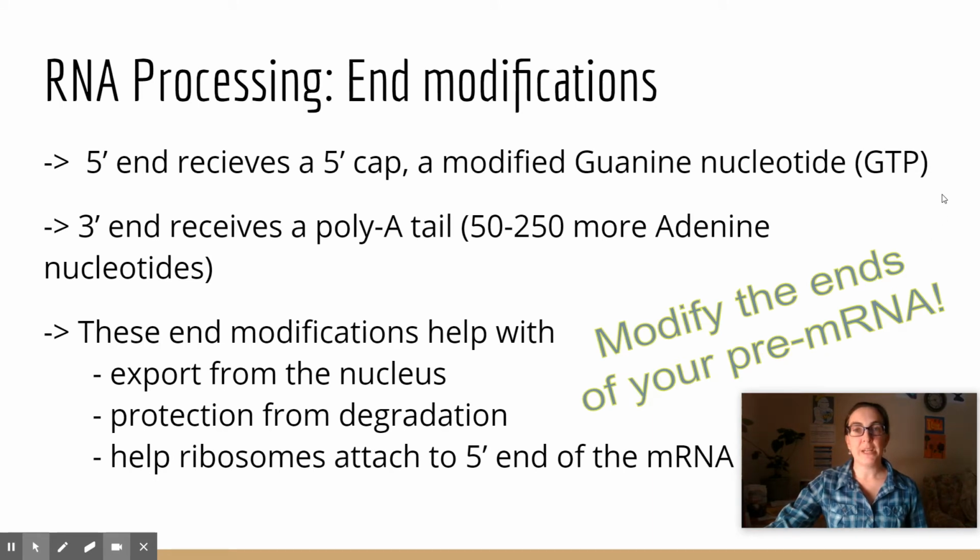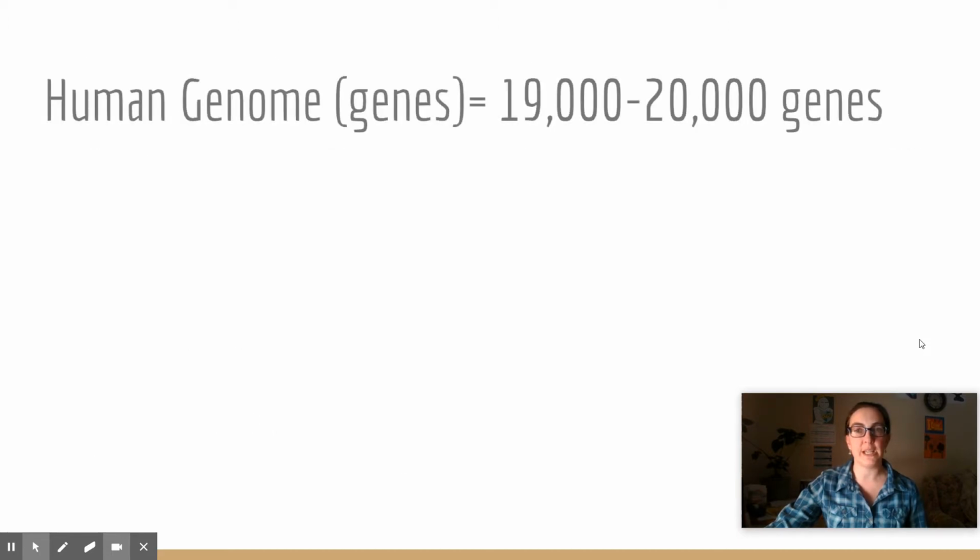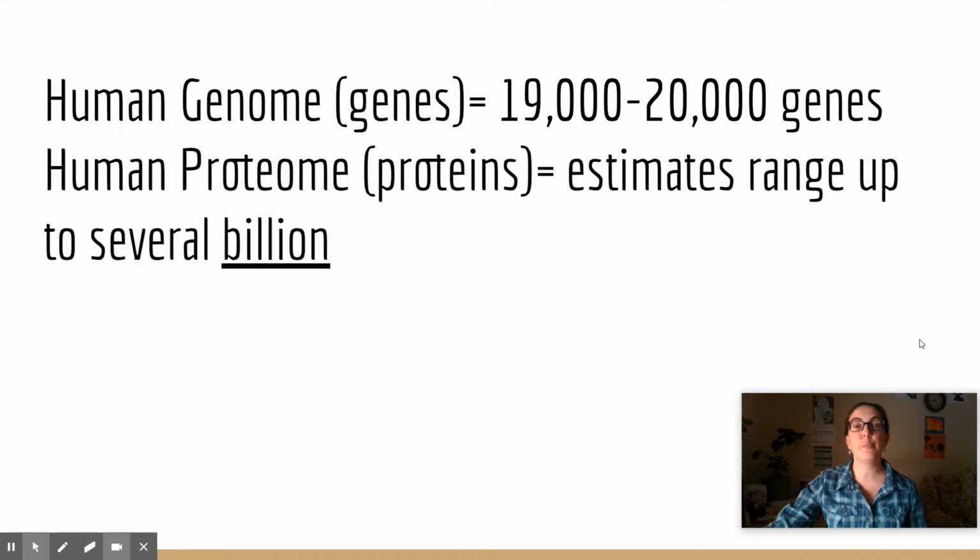So now we have modified the ends of our messenger RNA so that it can leave the nucleus and not get broken down, but it's still not quite ready. Before we talk about what else happens to it, here are a couple of interesting facts for you to look at. The human genome contains between 19,000 and 20,000 genes. But the human proteome, which is the word for all the proteins in human beings, has been estimated to range up to several billion proteins.